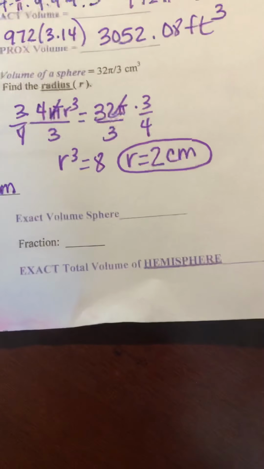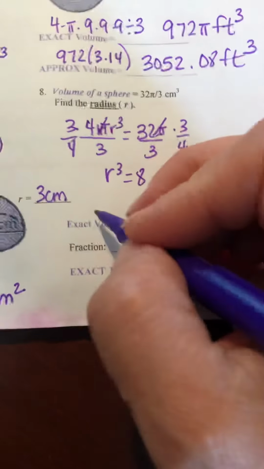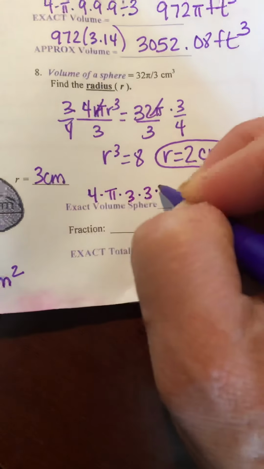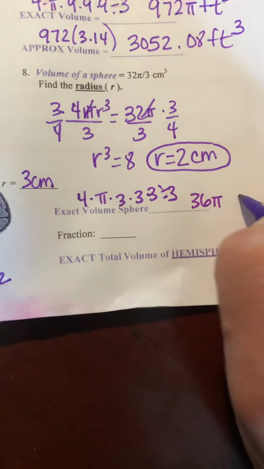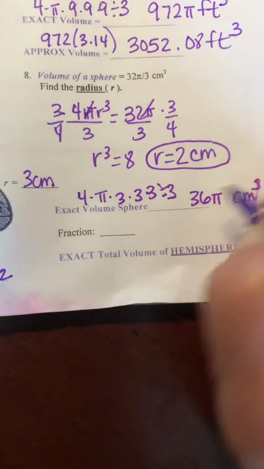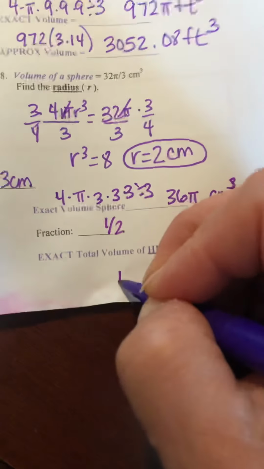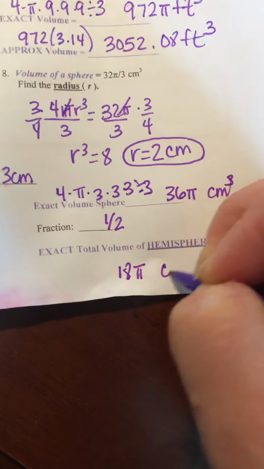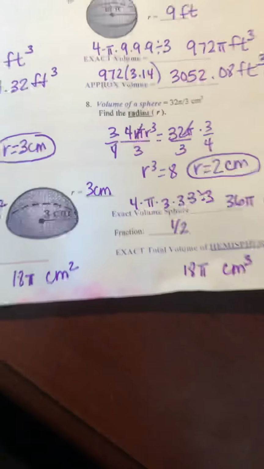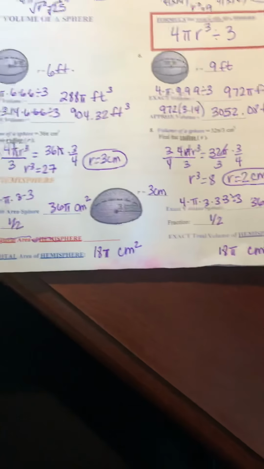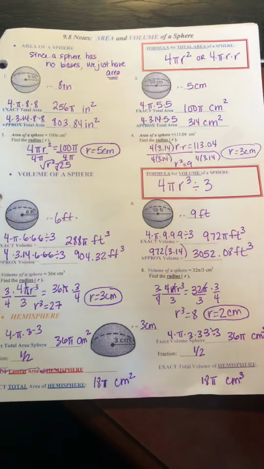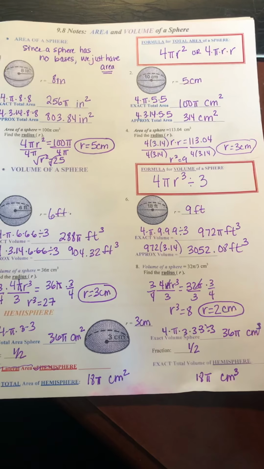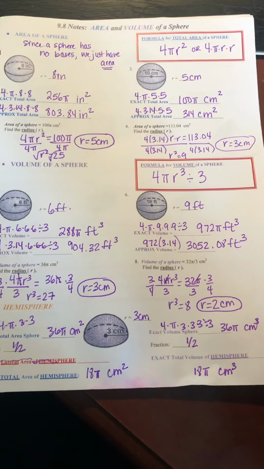And then I think I did the same thing with the volume. So 4 pi r cubed, 3 times 3 times 3 divided by 3 actually turns out to be the same thing, 36 pi centimeters cubed, and we just take half of it, so 18 pi centimeters cubed. So the hemisphere is just dividing it in 2. That's all it is. And there you have it, our last shape, sphere. Area of a sphere and volume of a sphere.